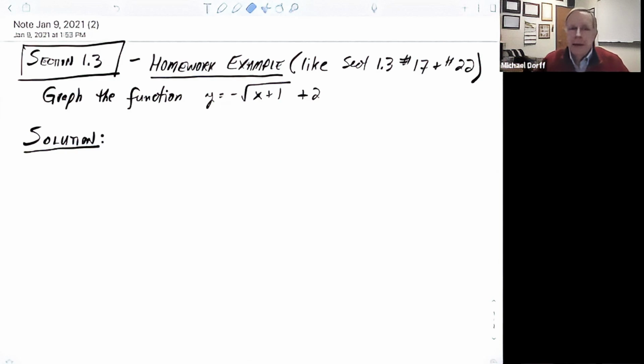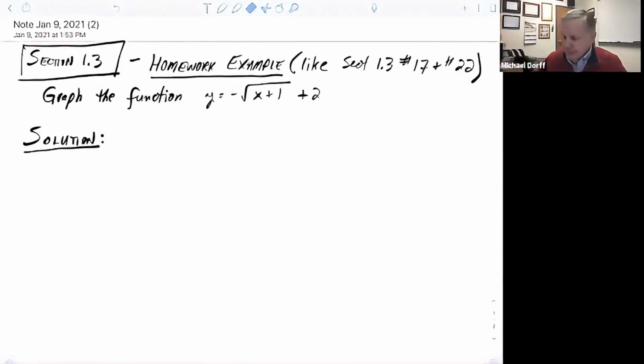We're now going to look at a problem from section 1.3. This will be an example that's similar to a homework problem. In this one, we're supposed to sketch the graph of a function. And we're not going to do this by plotting points, but we're going to use functions that we already know and then transform them. Now, the first step on this type of problem is to make sure you know all the graphs of the functions that I list on page 2 of my notes.